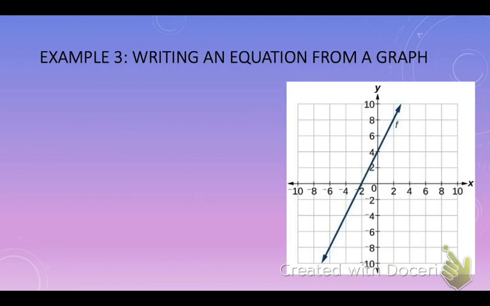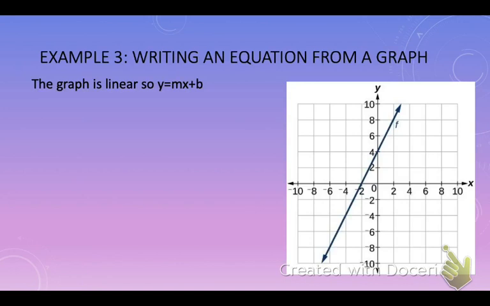Okay, now I want to write an equation from a graph. So write this down. Please copy down the picture of the graph because you're going to really need that to help. So here are the steps. Okay, so I know my graph is linear, right? So I know it's in y equals mx plus b.